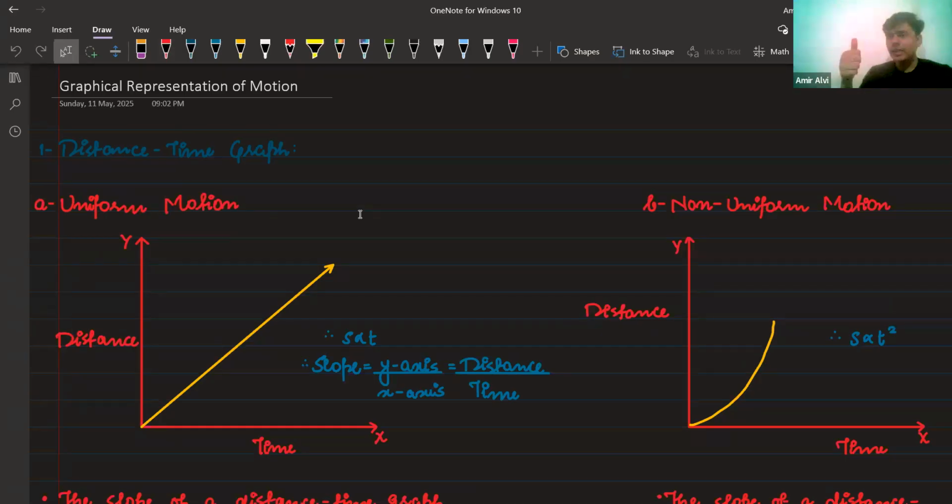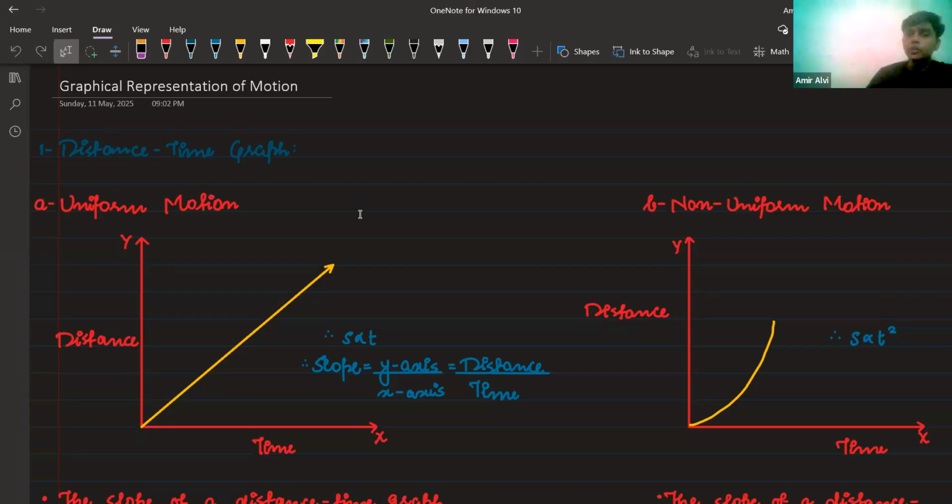First graph would be your distance time graph, and the different names of this graph are position time graph and displacement time graph. All three names are the same. Got it, Naisha? So first of all, we have to discuss the graph for the two types of motion. First is uniform motion. So what do you mean by uniform motion? When the body travels the same distance in equal intervals of time. According to the definition, it's going to be a straight line. Yes, in the uniform motion, it's going to be a straight line, right?